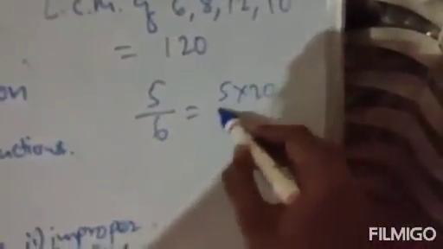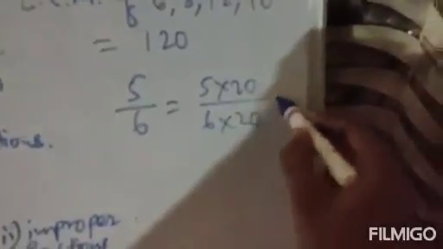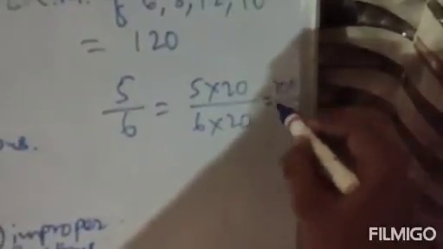And we will multiply the quotient to the fraction. That means we will multiply 5 into 20 and 6 into 20. So the fraction will be 100 by 120.